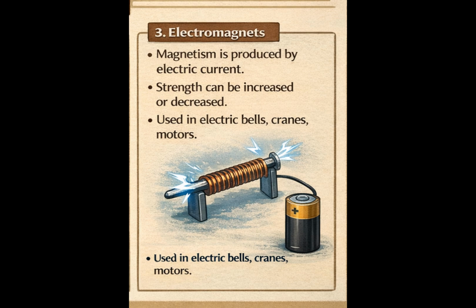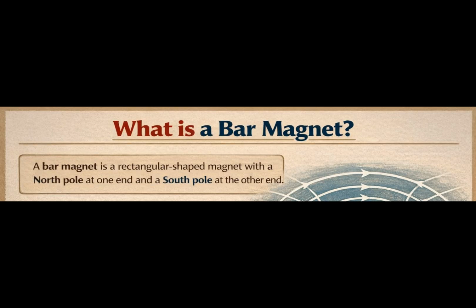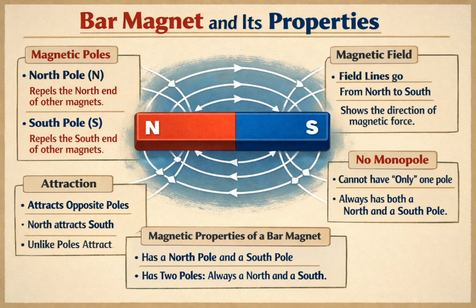When we are studying the magnetic effect, it is important to learn about the bar magnet. What is a bar magnet? A bar magnet is a rectangular shaped magnet with a north pole at one end and a south pole at the other end. A bar magnet attracts magnetic materials such as iron, nickel, and cobalt. Let us study properties of the bar magnet. First property, attractive property. A bar magnet attracts magnetic materials. Example, iron, nickel, and cobalt.